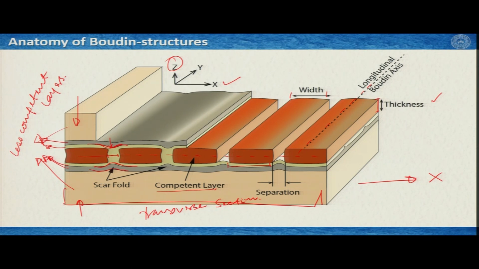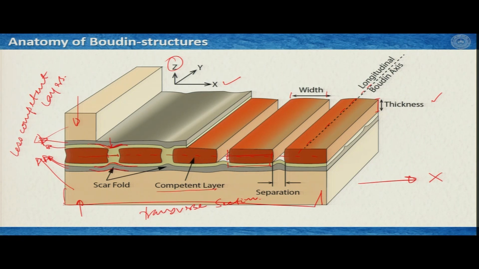So, to say more about this slide, the geometry of boudinage structures may be described in terms of a series of structural elements. One is the length of the boudin, which is measured along its longest direction, and that direction is the boudin axis. The width of a boudin is measured in a section transverse to the boudin axis and along a direction parallel to the layering, as we have learnt a little before.